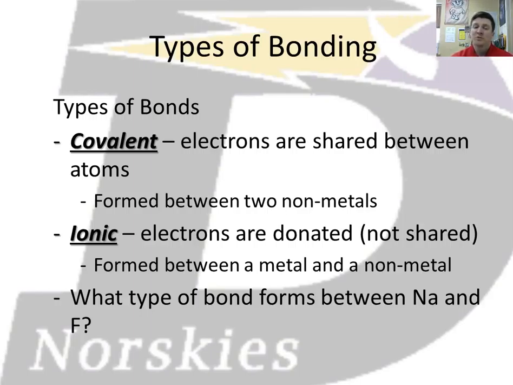Ionic bonds, what we've been referring to, are when electrons are donated. So this is what we've talked about in class. They are not shared, and they're generally formed between a metal and a non-metal.